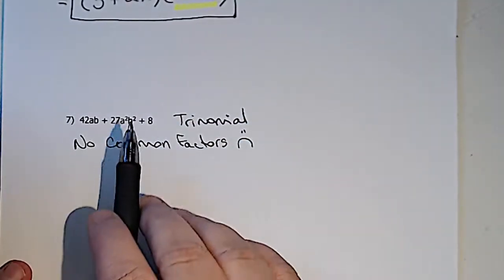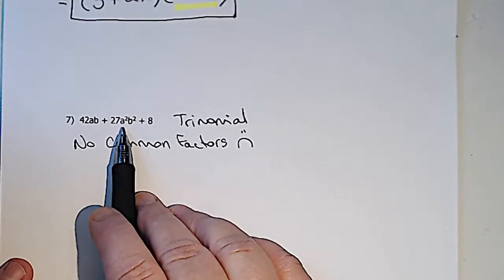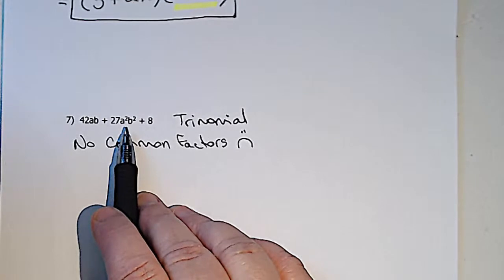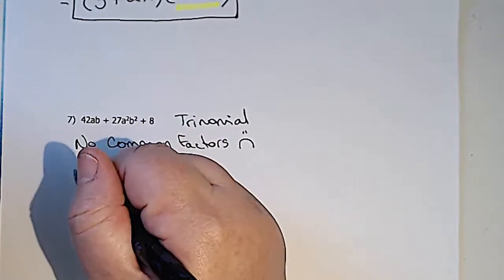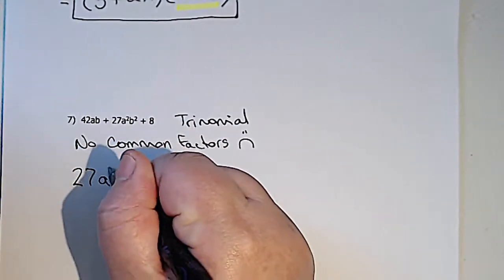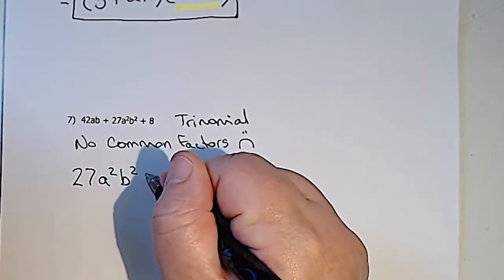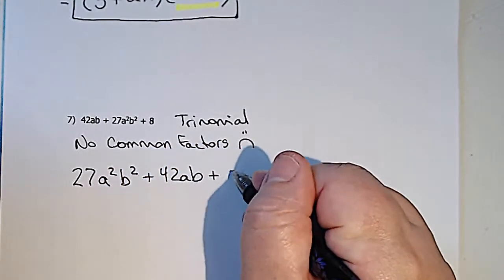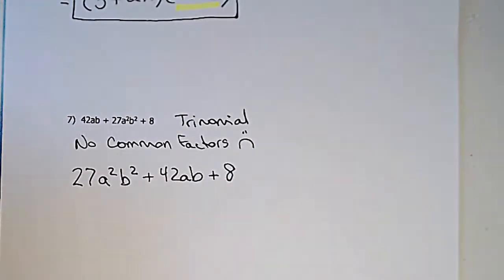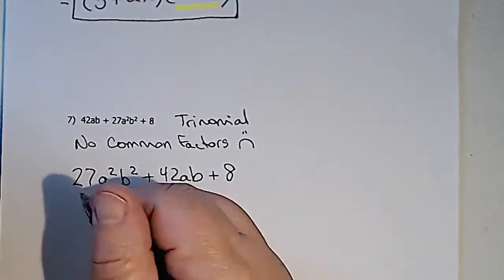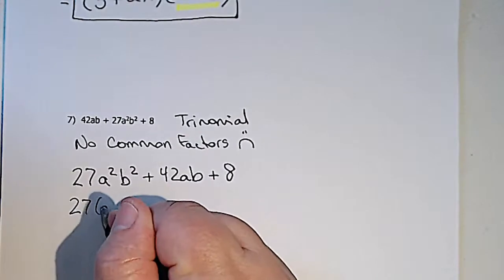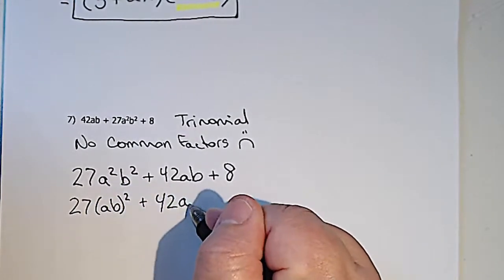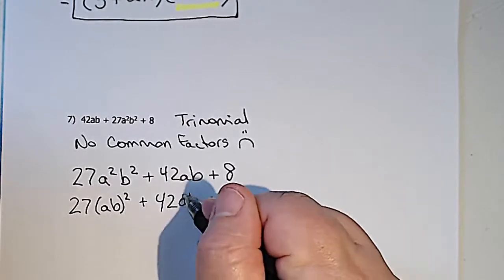What I am going to do is, you'll recall that what I did before was I moved the squareds to the outside. So I'm going to rewrite this one as 27a squared b squared plus 42ab plus 8. The other way to look at this is 27ab, the quantity squared, plus 42ab plus 8.